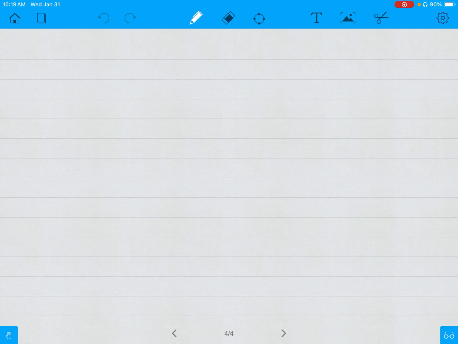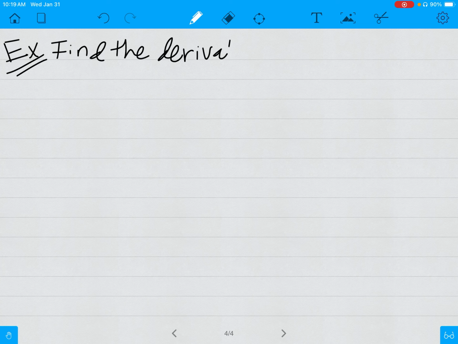Let's say we want to, here we go, example: find the derivative of f of x is equal to x squared plus 7x minus 3. Okay, this is what I want to find the derivative of. Okay, how do we do that?